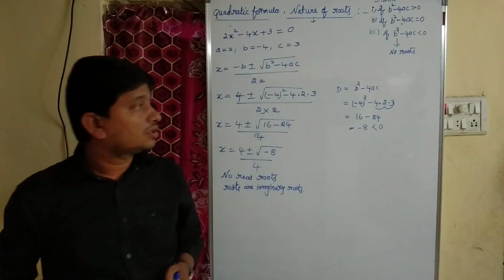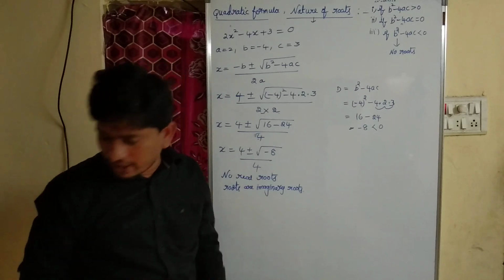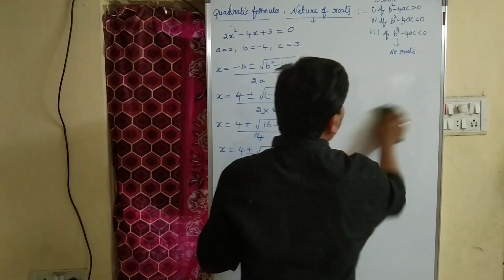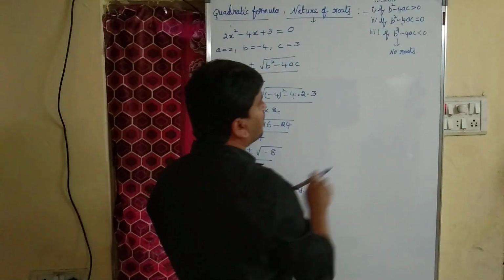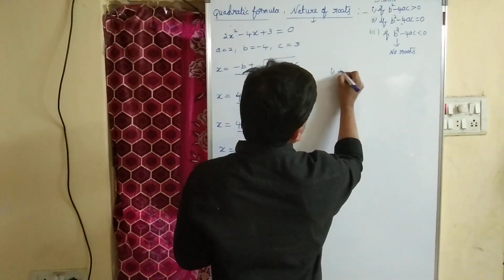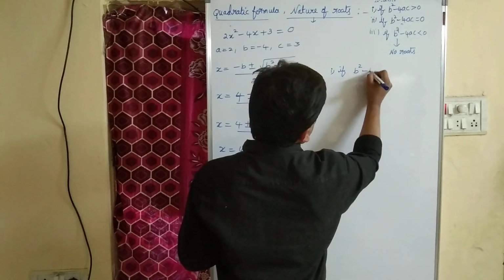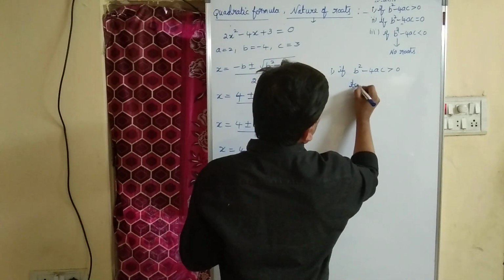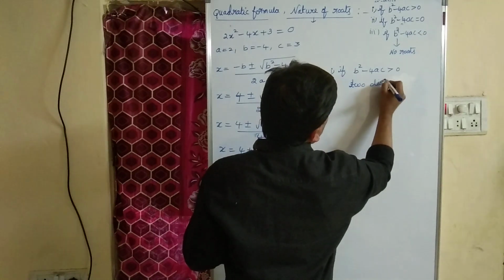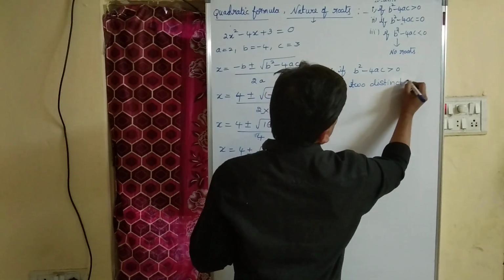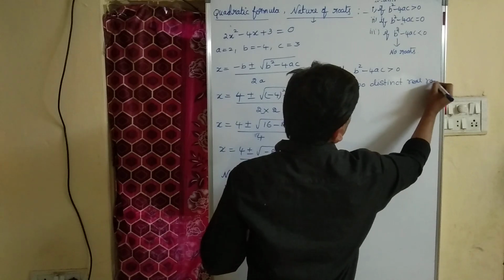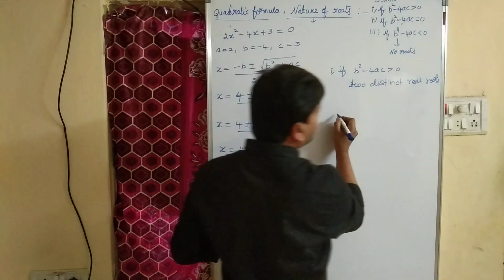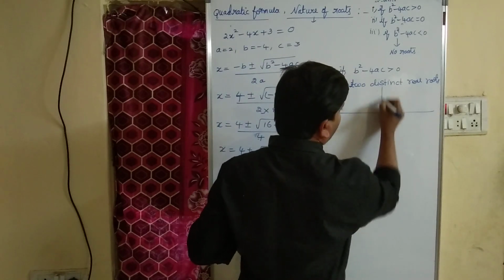Children, did you understand? Coming to case number 1. What is case number 1? If b square minus 4ac value is greater than 0, you will get two distinct real roots. Two distinct real roots. See children, this is our x-axis and this is our y-axis.